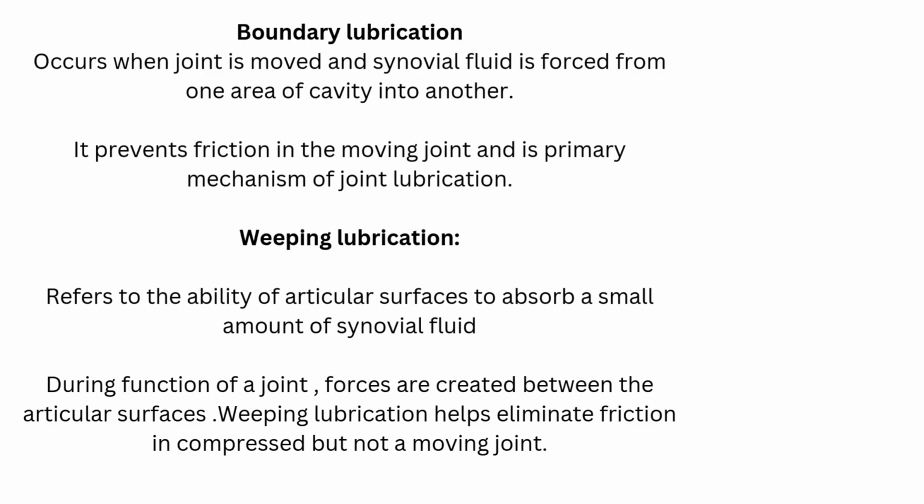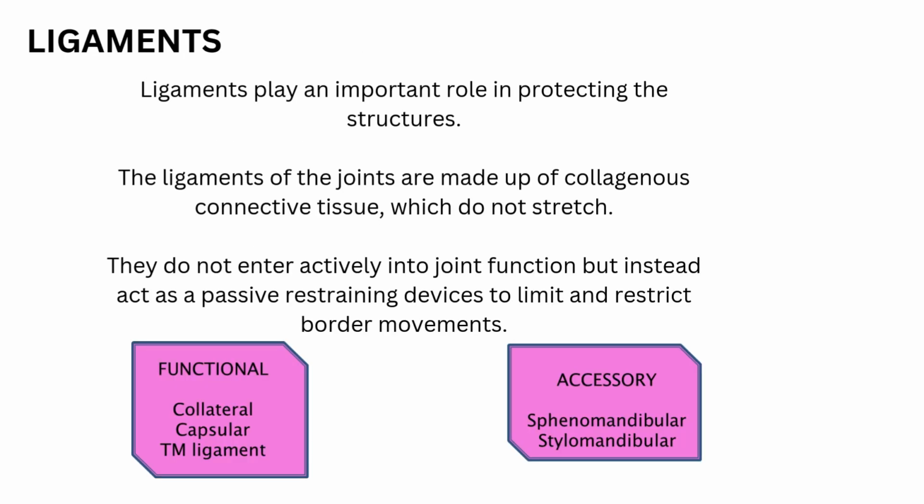Now what happens in weeping lubrication is, it refers to the ability of the articular surface to absorb a small amount of synovial fluid. Okay, and during function of the joint, forces are created between these articular surfaces. So basically weeping lubrication helps eliminate this friction in a compressed but not moving joint. Got it? We have already spoken about the articular disc.